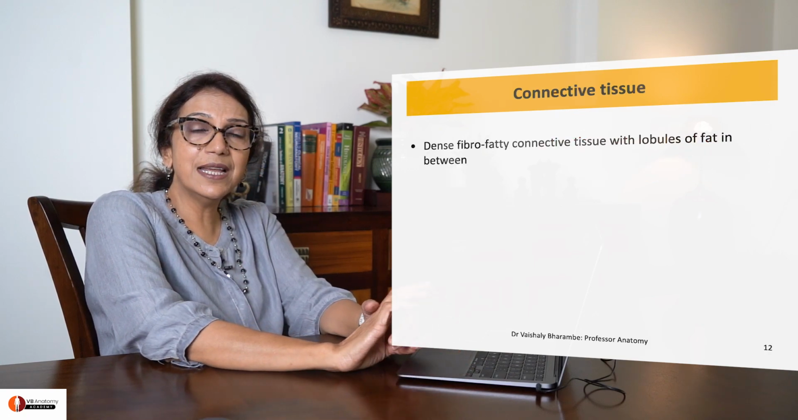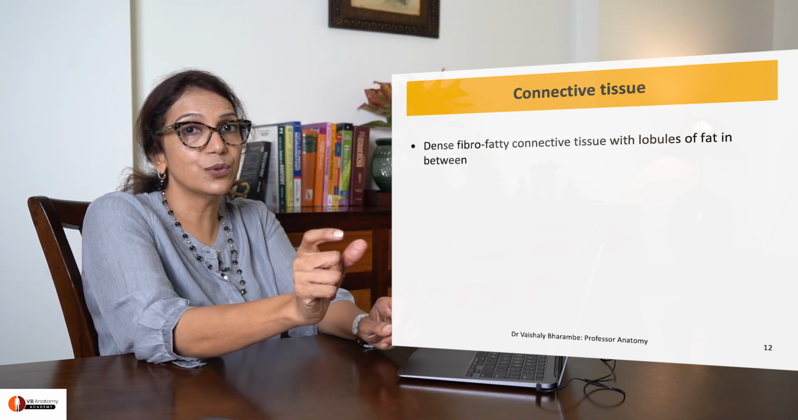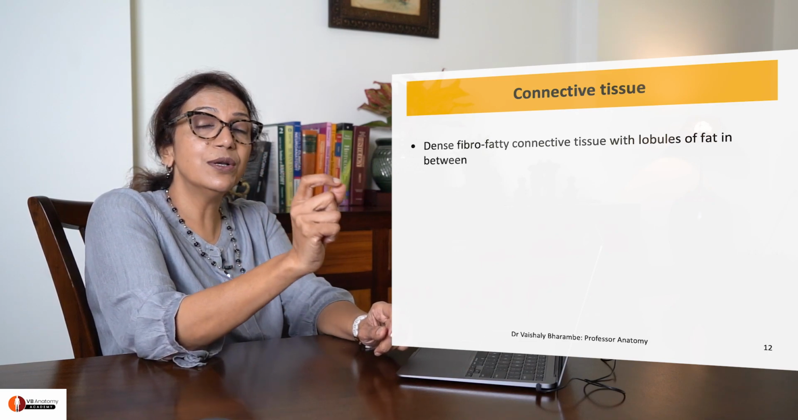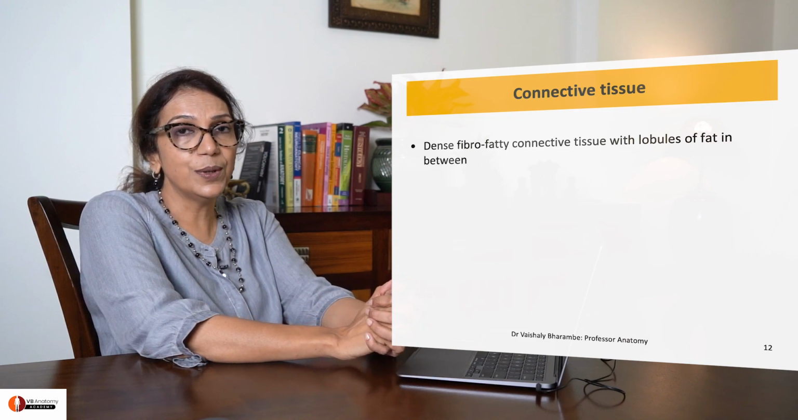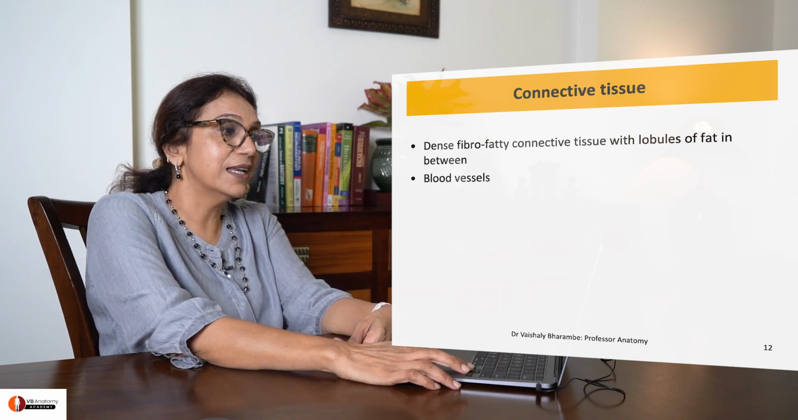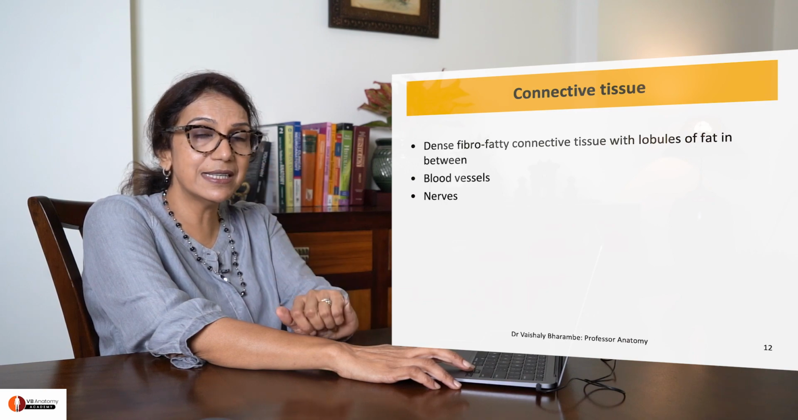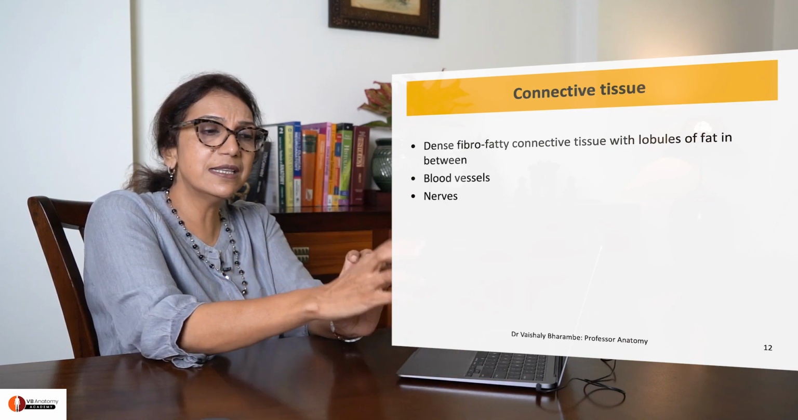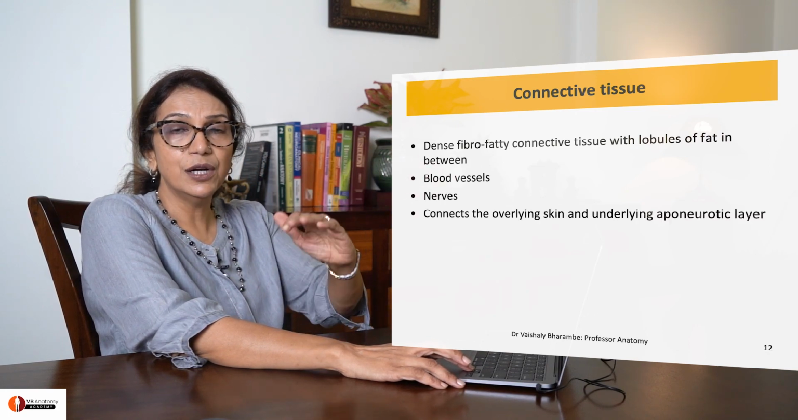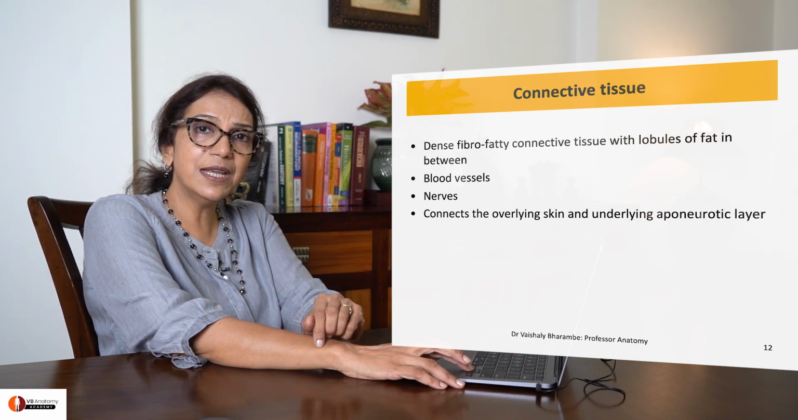Let's now go to the next layer, the layer of dense connective tissue. Remember the word dense connective tissue. The mnemonic is C. But dense connective tissue is something you have to remember because its property is it is dense. It has got a good distribution of fibrofatty tissue and it contains blood vessels and nerves. Remember in the diagram we drew blood vessels and nerves? That's because it has a very dense network of blood vessels and nerves. It connects the overlying skin to the underlying layer of aponeurosis. Does this layer have any applied anatomy?